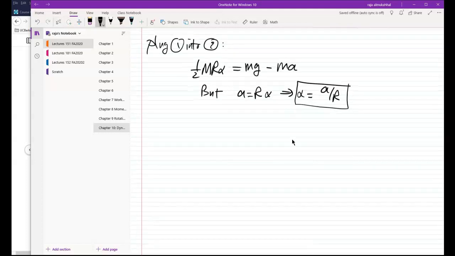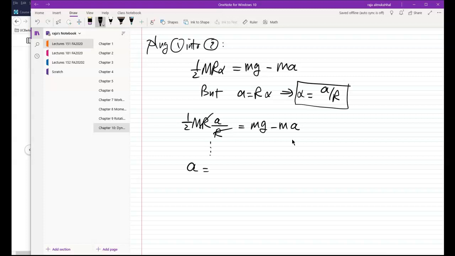So this equation becomes 1/2 M R times A over R equals mg minus ma. The R's cancel out. If I do the algebra, I'm not going to show it to you. You can work it out. You'll end up with A equals mg divided by small m plus big M over 2.